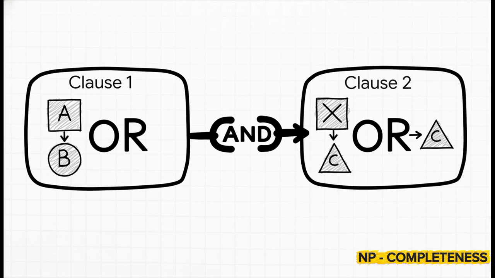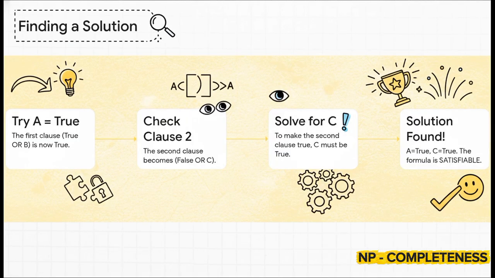All right, let's kick it up just a notch. Take a look at this one. A and B and not A or C. Now we've got a couple of new things going on. That and in the middle connects two separate little puzzles, which we call clauses. And for the whole thing to be true, both the first part and the second part have to be true. Also, see that little symbol in front of the A? That means not A. It just flips the value. So if A is true, not A is false. Simple as that.